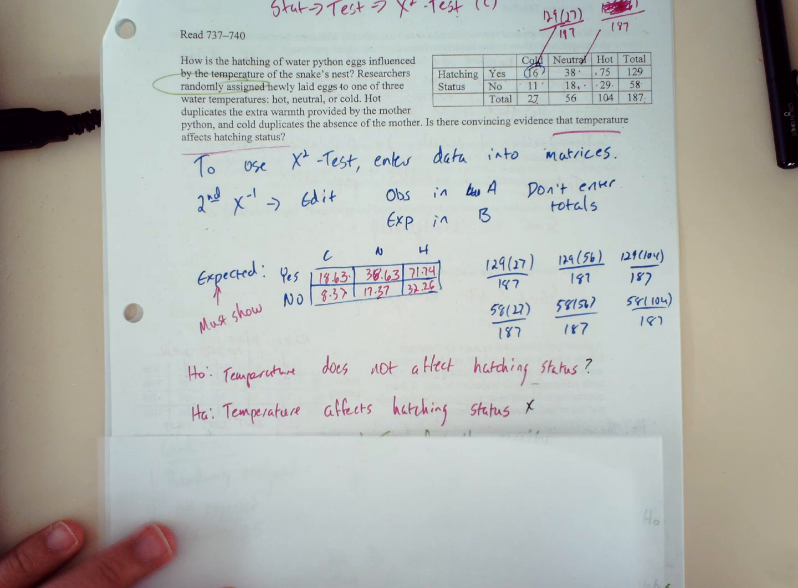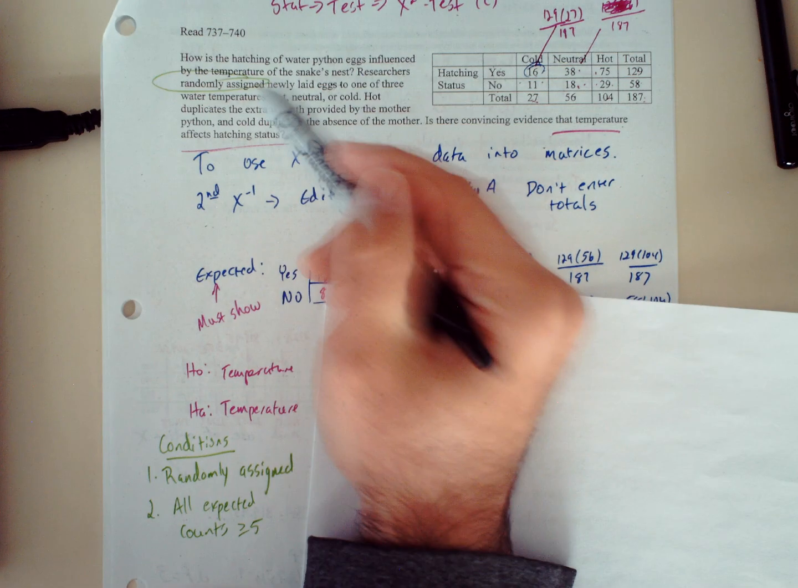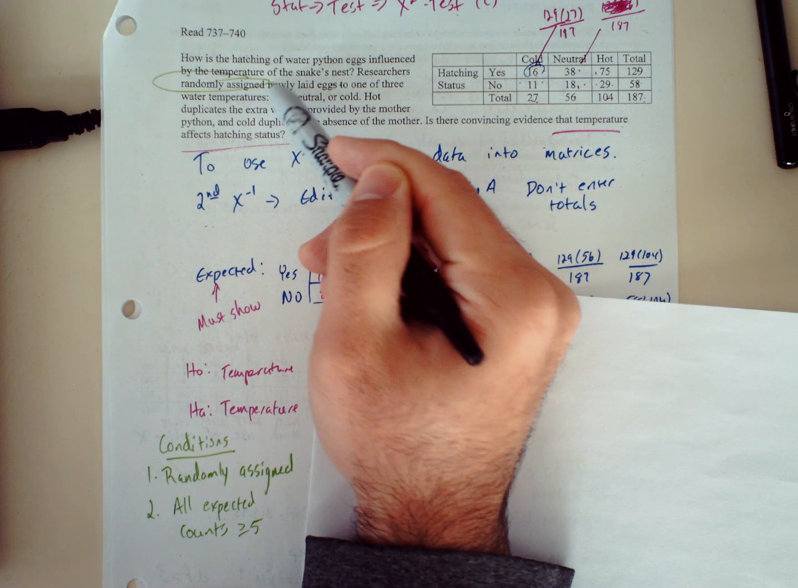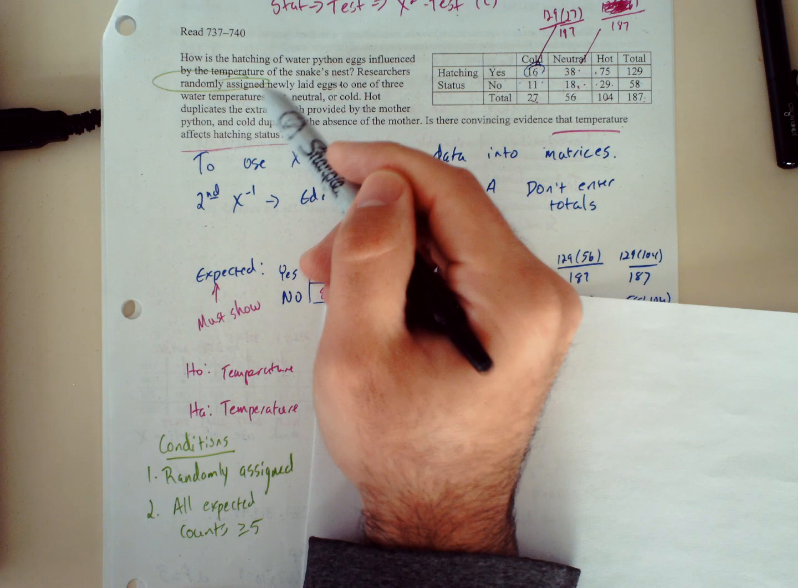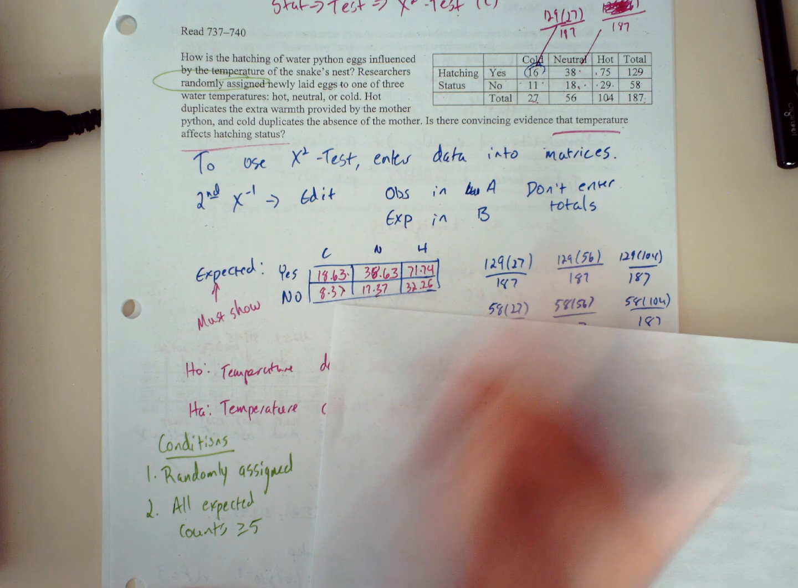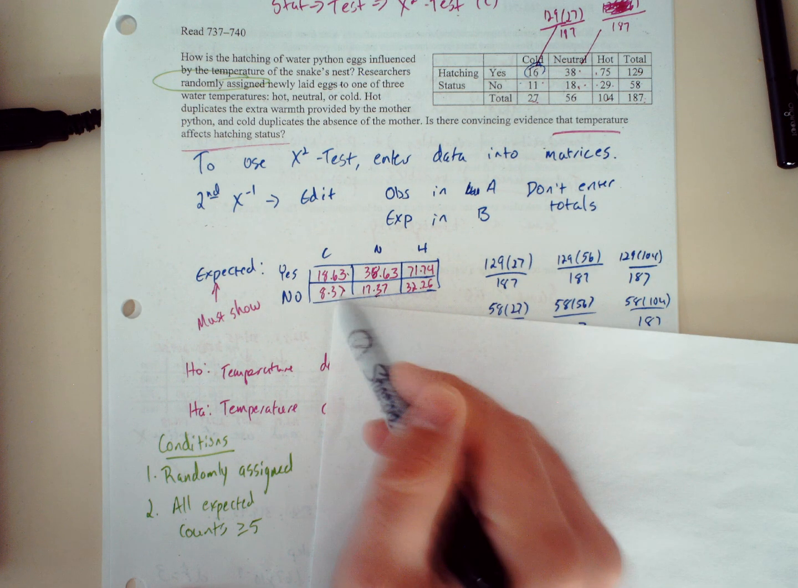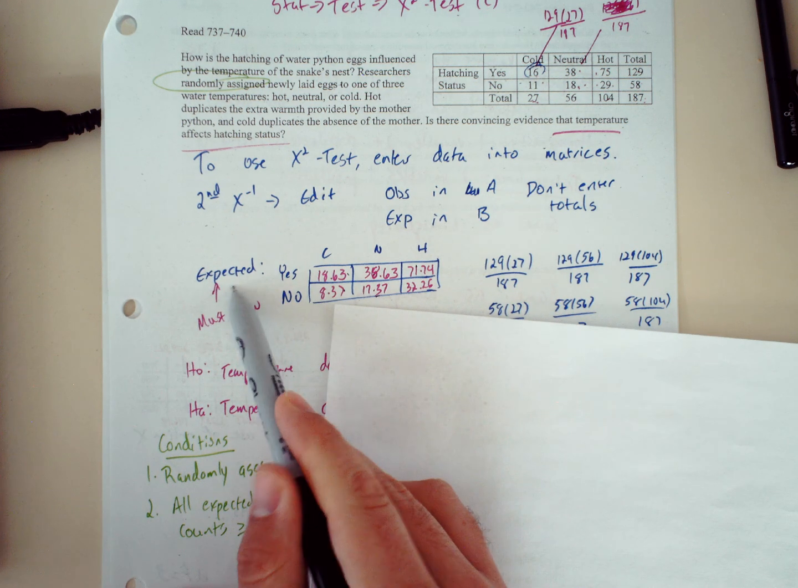Once I've done that, I can check my conditions. So my conditions, this case is randomly assigned. So make sure you're specific about it. Don't just put random. Don't just put random sample. This is random assignment. And all of our expected counts, these guys, not the observed, the expected counts that we just found, have to be greater than or equal to 5. That's why it's important to label them.